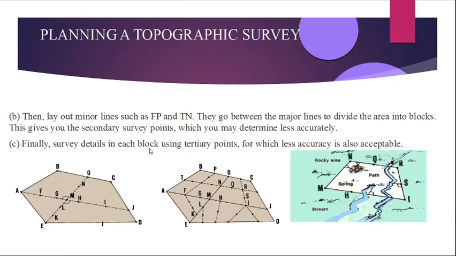Finally, survey details in each block using tertiary points, for which less accuracy is also acceptable. Here, what are the tertiary points? M, H, S, R, Q, N, like this.